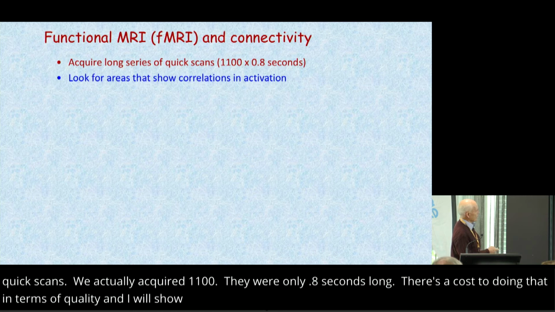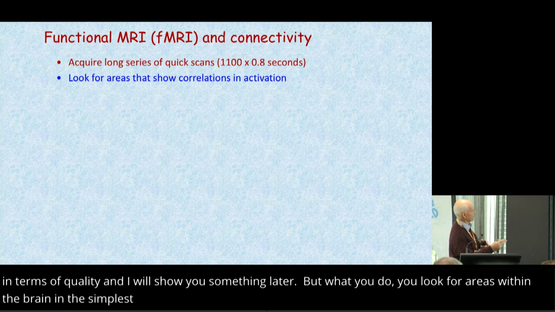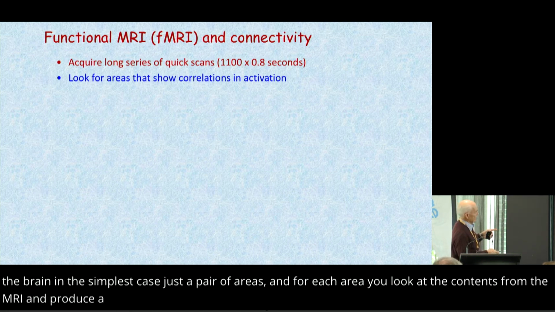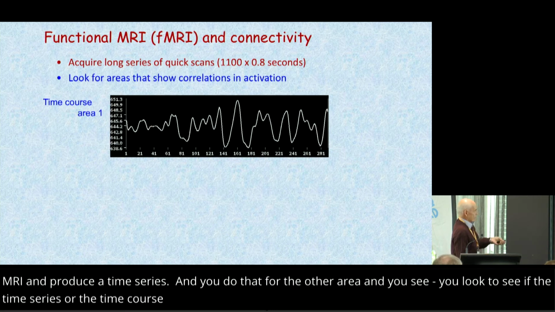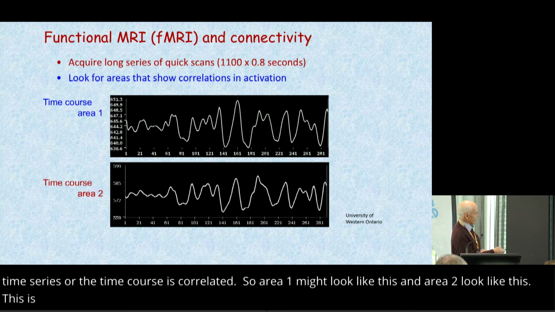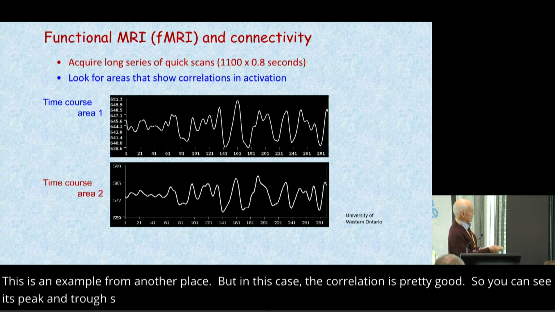But what you do, you look for areas within the brain, in the simplest case, just a pair of areas. And for each area, you look at the contents from the MRI and produce a time series. And you do that for the other area, and you look to see if the time series or the time course is correlated. So area 1 might look like this, and area 2 look like this. This is an example from another place. But in this case, the correlation is pretty good. So you can see the peaks and the troughs are more or less related. And you can get a number for this, mathematically.